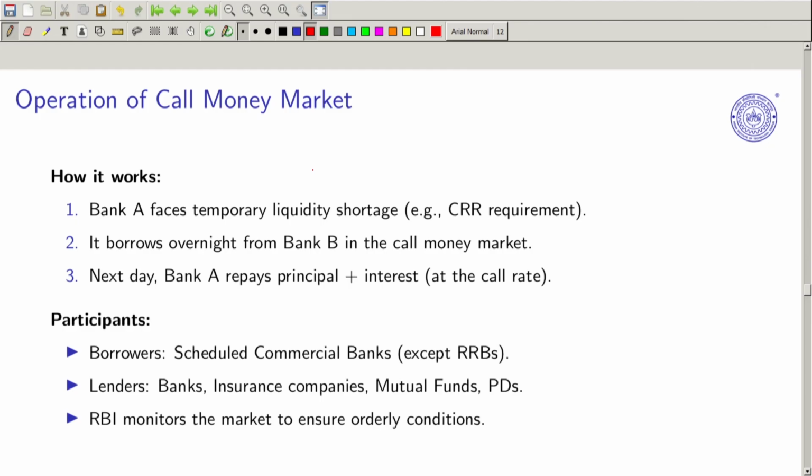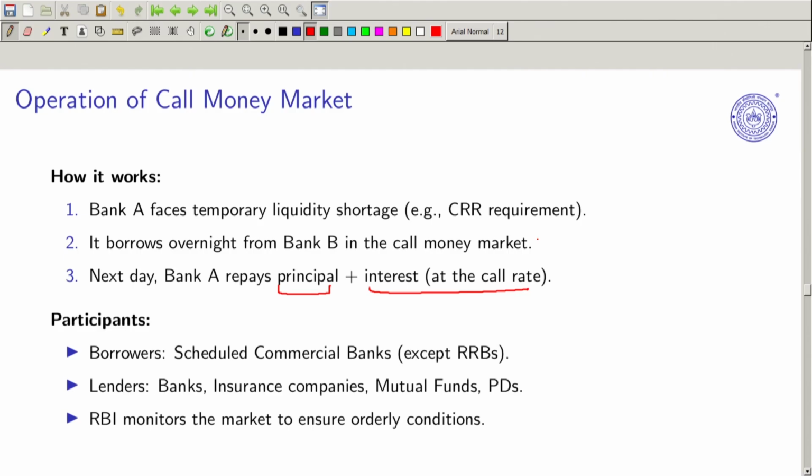So this is how the operation of the call money market works. Bank A faces a temporary liquidity shortage. It borrows overnight from bank B in the call money market, and the next day bank A pays what? The principal it borrowed, plus the interest at the call rate. Normally repo plus some rate, 0.5 or something, is added. Participants are mostly the scheduled commercial banks, which are included in the schedule of the RBI. It can have both private and government banks. Lenders include banks, insurance companies, mutual funds, and the public dealers that we have.